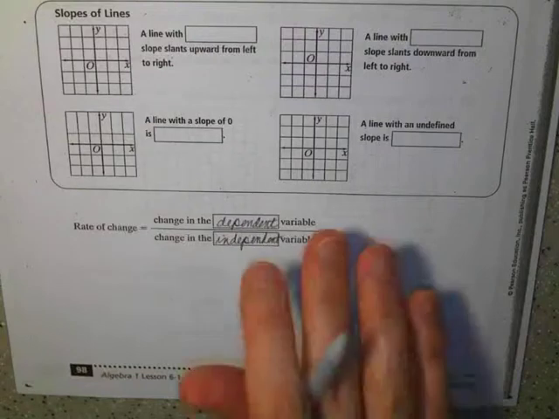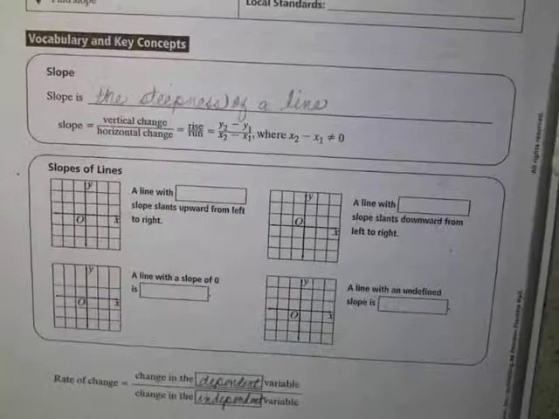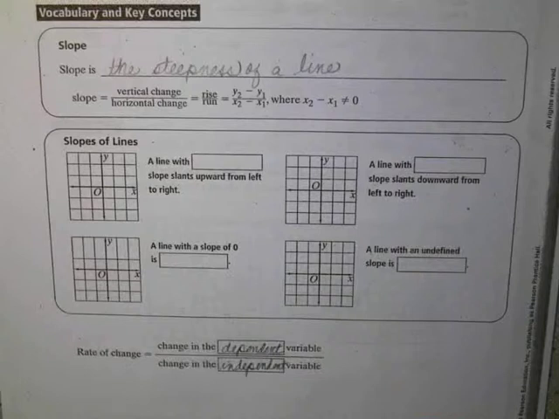Okay, remember the dependent variable is the y variable. The independent variable is the x variable. So there's several different ways to look at slopes. All mean the same thing. Just depends how you want to talk about it or how it may apply to a particular situation.